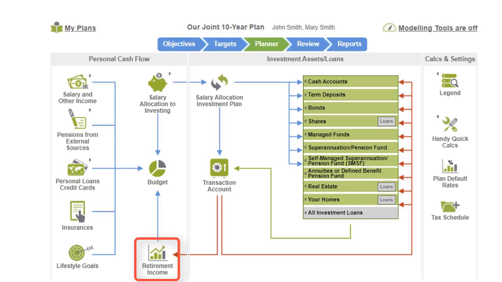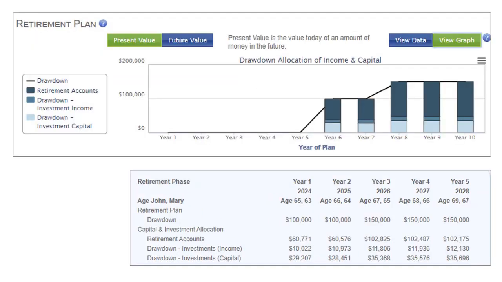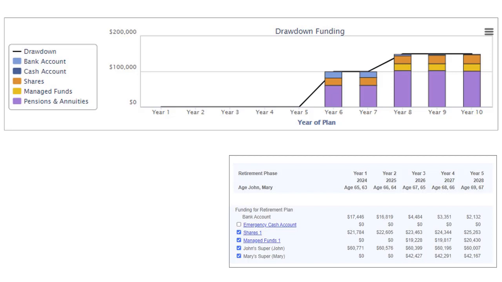It is now time to create the retirement income plan. As Mary is working for the first 2 years, the amount required is less. Note the graph which identifies if the transaction account has sufficient funds to pay the nominated drawdown amounts. Looking at the present value graphs, the value is divided into funds withdrawn from retirement accounts, investment income and investment capital. The drawdown funding displays from which accounts the retirement income is withdrawn.